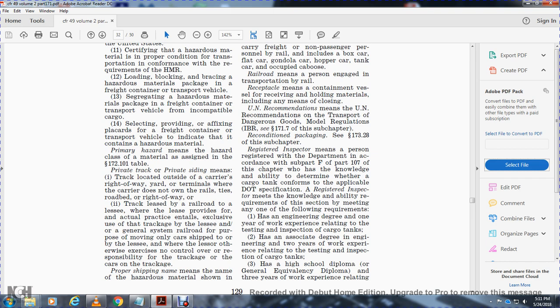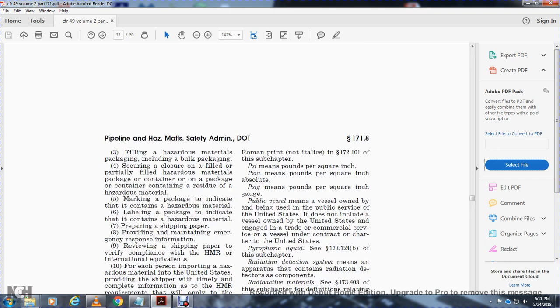Proper shipping, the meaning of the name of the hazardous material shown and Roman print with the no italics 172-101 with the subchapter. PSI means pounds per square inch. Absolute PSI means pounds per square inch is the gauge.